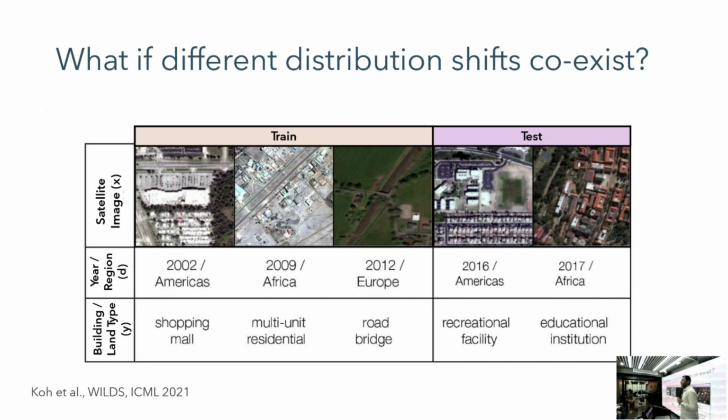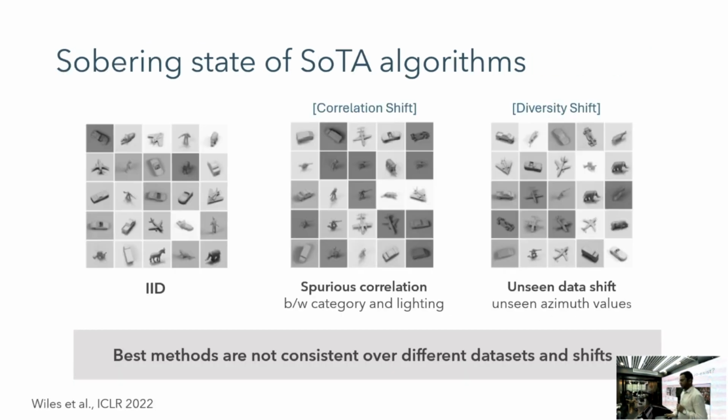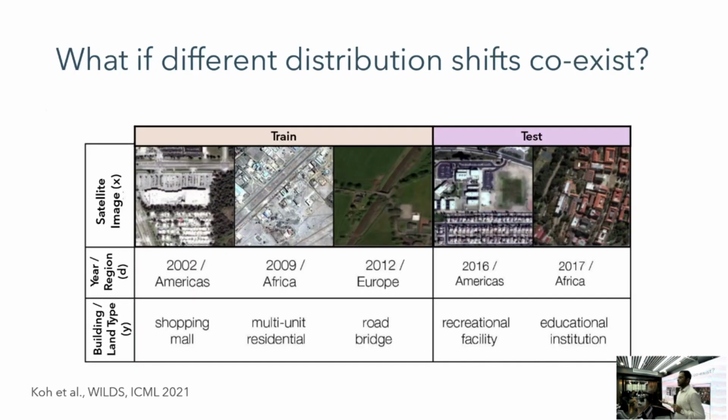And this is, by the way, only on these test or kind of benchmark data sets, which usually only have one of these shifts at test time, right? So a data set might just have a correlation shift, or another data set might have a diversity shift, right? That's just because it's a benchmark. But in the real world, you're going to have multiple shifts together. There's no guarantee.